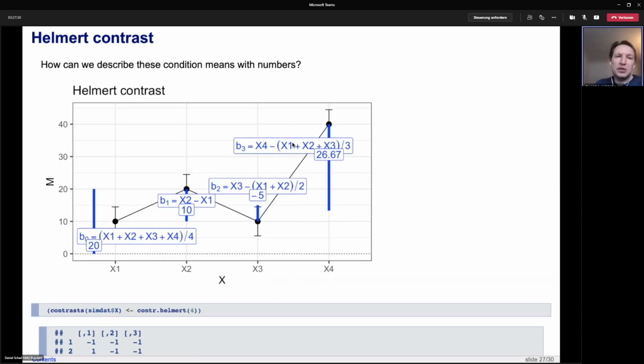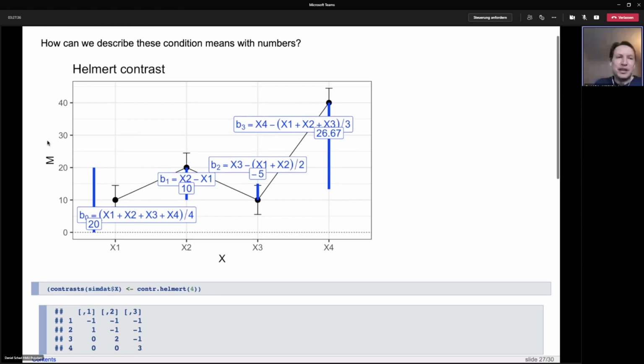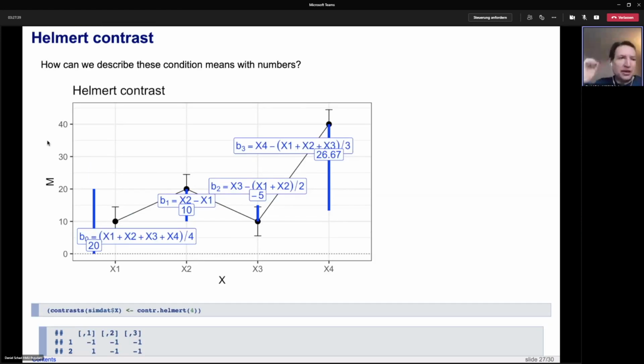Okay, let's go to Helmholtz contrasts. There's a lot of stuff here now if you're new to this. But for others, others might already know all of this. So yeah, I'm not sure.